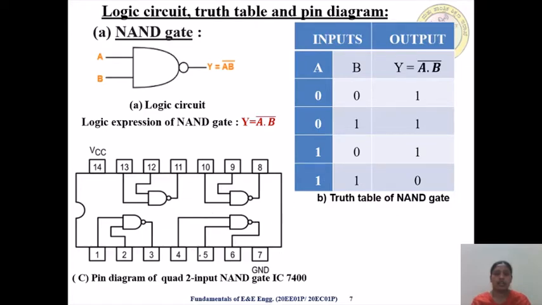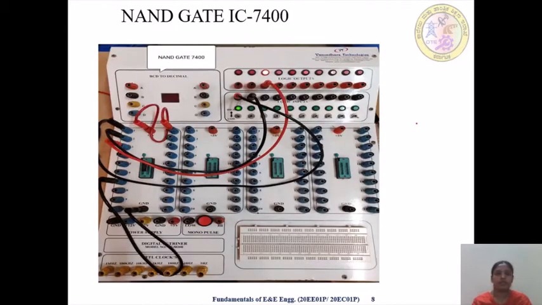For the second gate, 4 and 5 are the inputs and 6 is the output. Similarly, 9 and 10 are the inputs and 8 is the output. Similarly, 12 and 13 act as the inputs for the NAND gate and 11 is connected to the output. After giving the connections, you need to verify the truth table. This is how you have to give the connections.